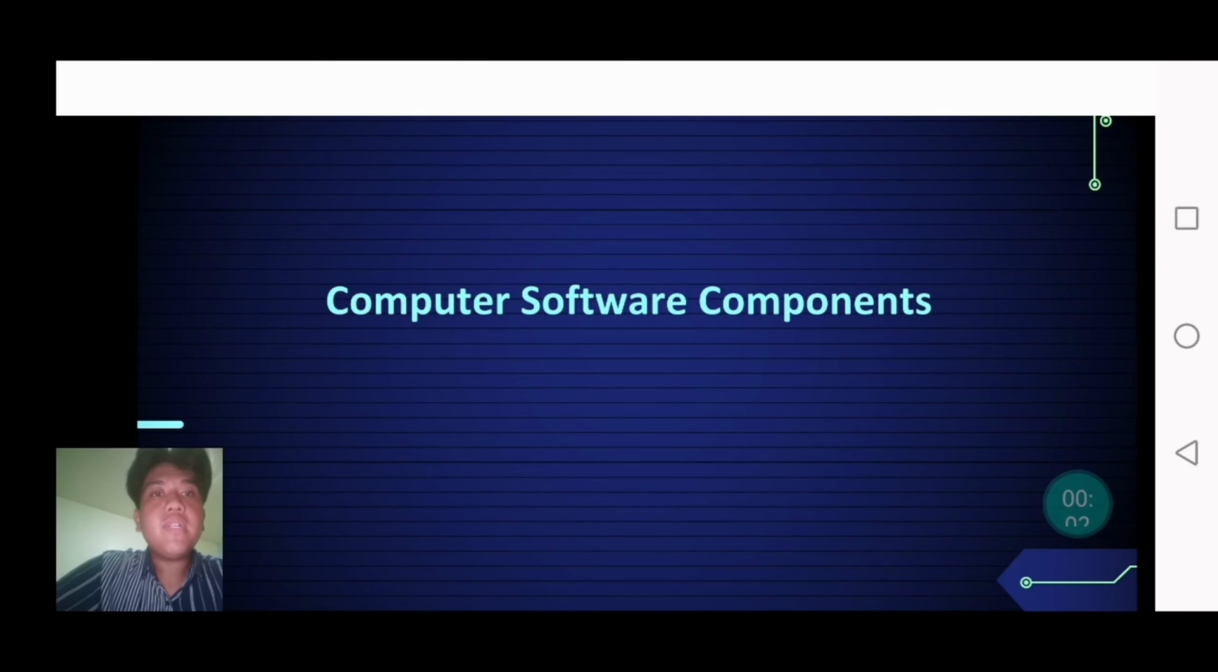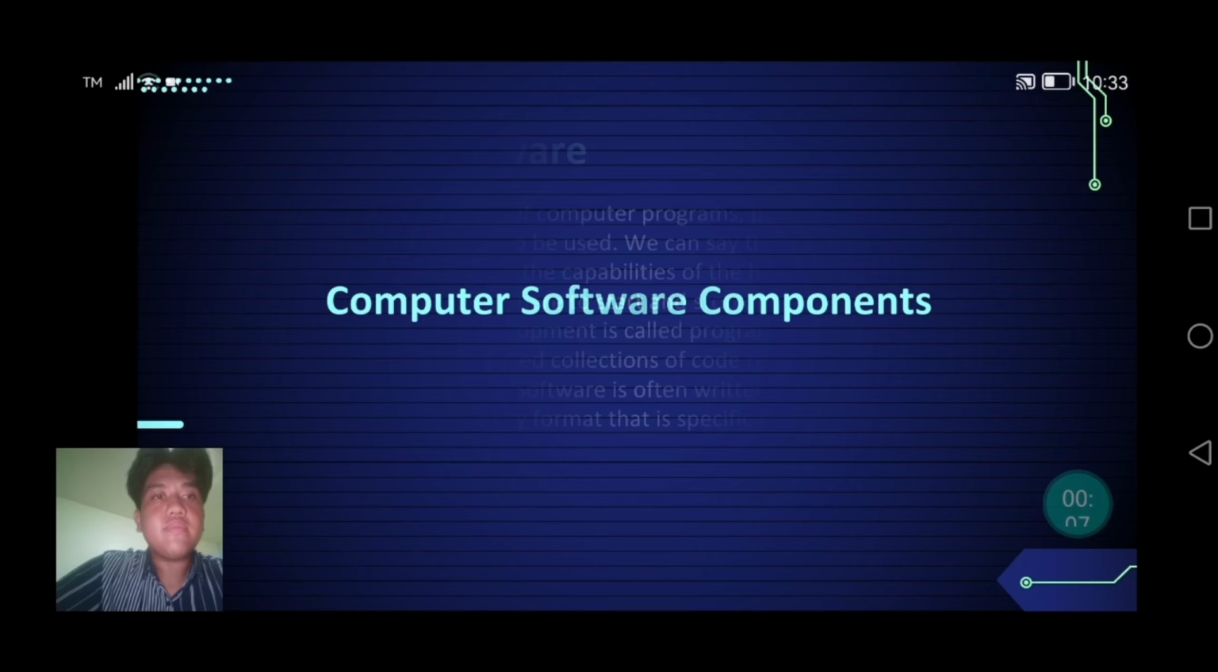First of all, ako nga pala si Mark Arthur A. de Guzman. Ano nga ba ang computer software components?